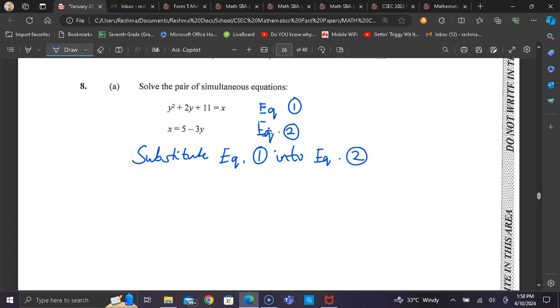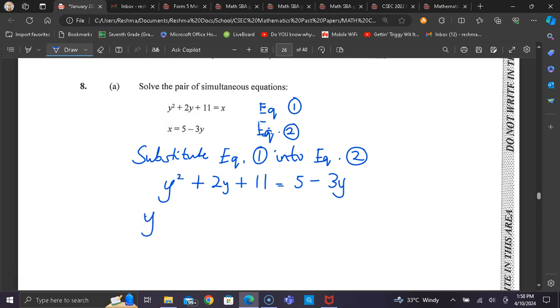Okay, so since equation 1 is x is equal to y squared plus 2y plus 11, we're going to replace this x in equation 2 with what we have here, which is y squared plus 2y plus 11. So therefore, it will be y squared plus 2y plus 11 equals 5 minus 3y. Okay, so let's solve for y.